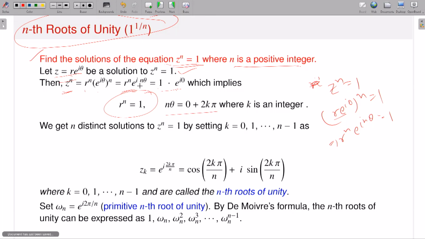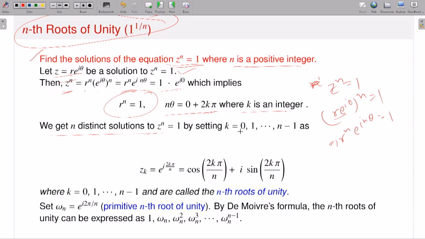Theta will be on the left-hand side n theta, which is nothing but i times 0, 0 plus 2k pi, where k is an integer. So that follows from the equality of two complex numbers. Once I have that, then we get n distinct solutions of z to the power n is equal to 1.